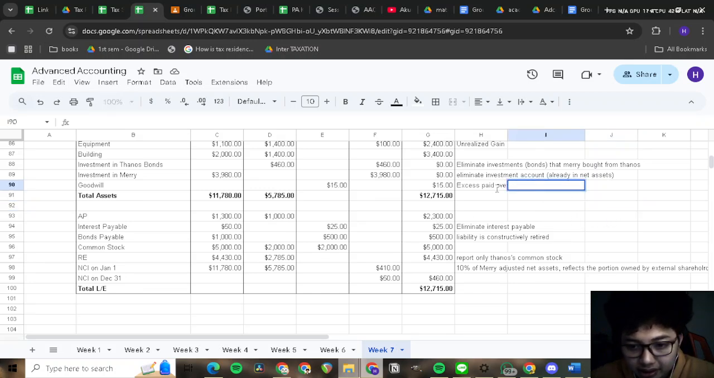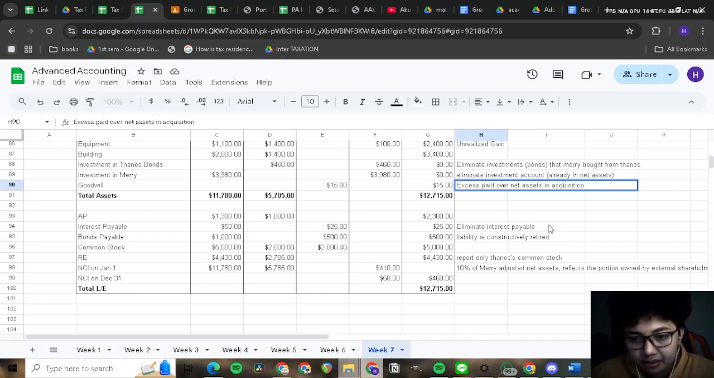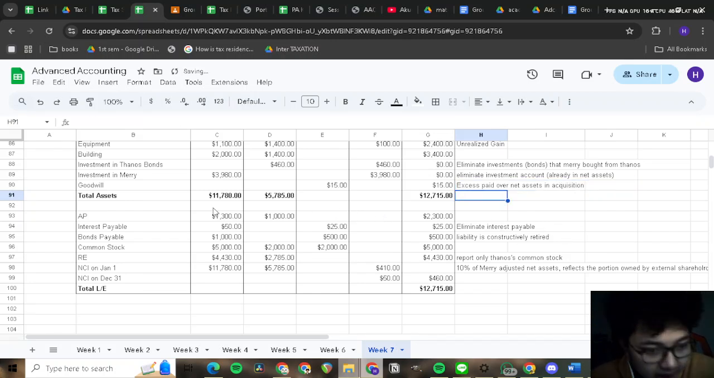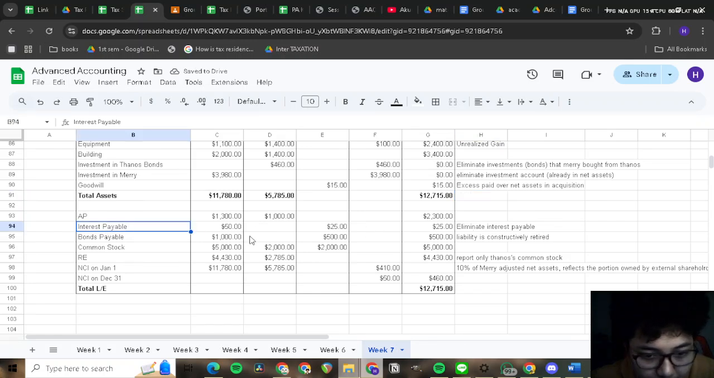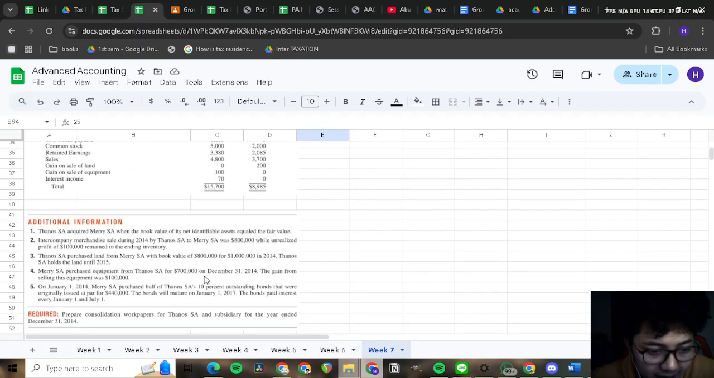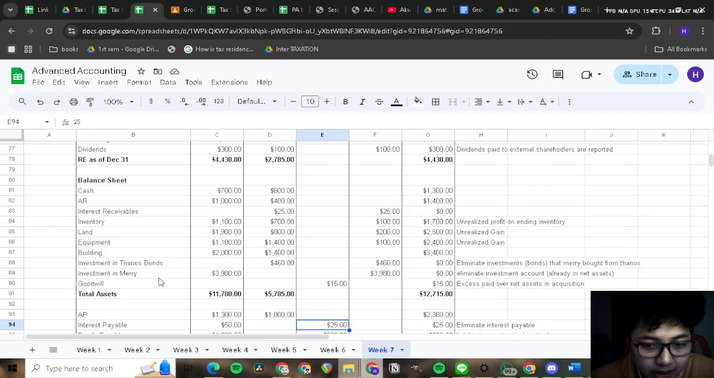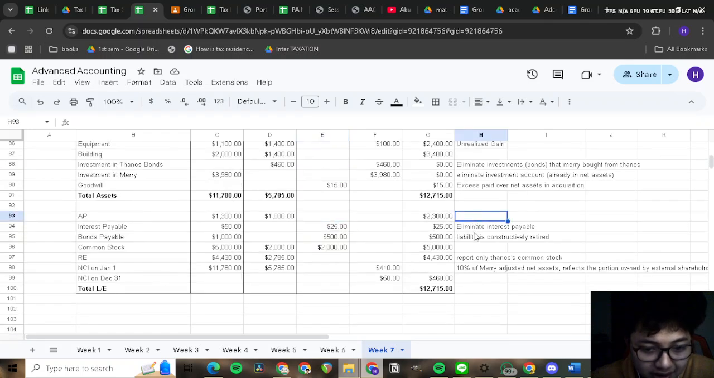Maybe I need to edit this text like so, right? And the last part here is interest payable, which I eliminate as well. Again, it's part of the consolidation technique. When you have bonds and investments like that, you also want to eliminate transactions such as that, especially if it involves the parent and the subsidiary.